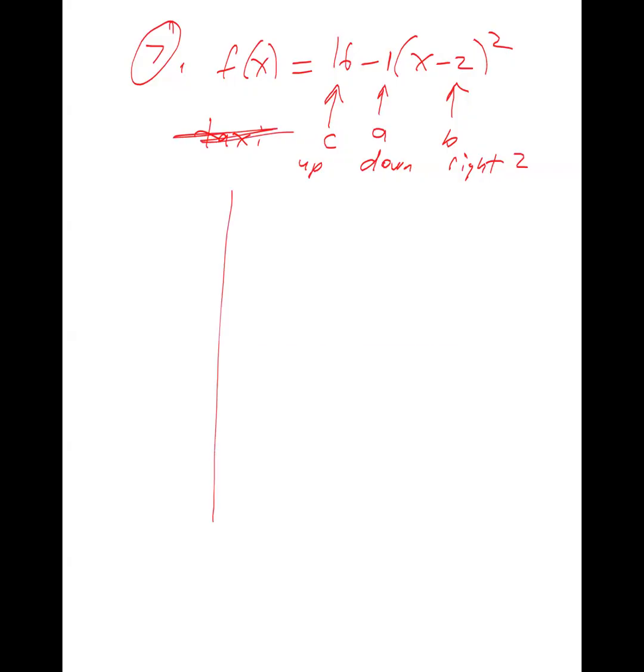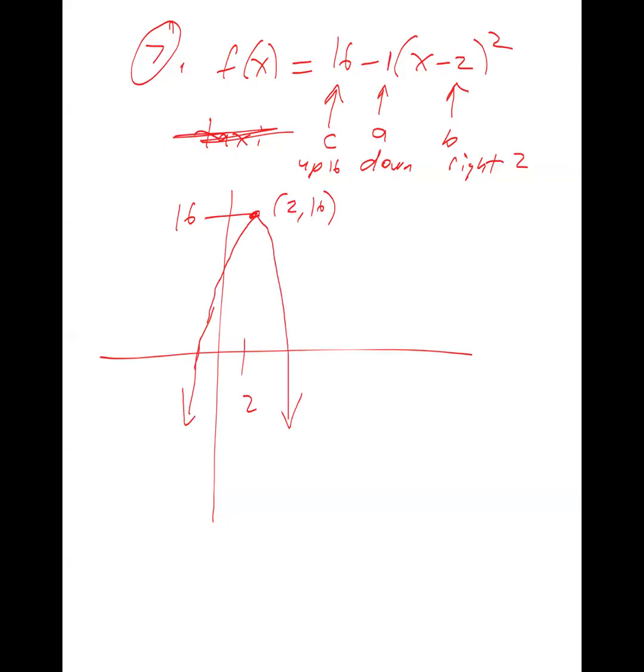So if I draw the graph of it, where would my starting point be? If it moves up 16, that would be starting at 16. Well, that's too far to count, so I'm just going to go backwards. So if it goes up to 16, and then if it goes right 2, it would start at the point (2, 16), right? And then it opens down or up? It opens down. So it's going to open downwards from there. Sweet. So I'm already done with the graph, so I know it opens downwards and I know where it starts. Those are the most important parts.